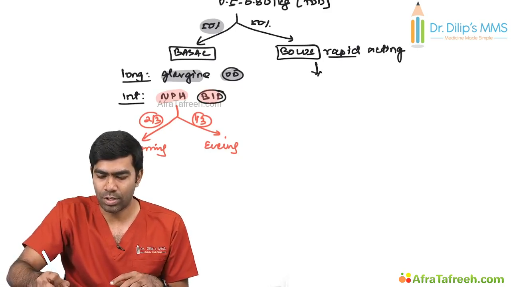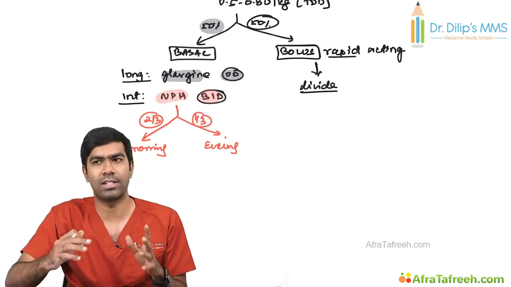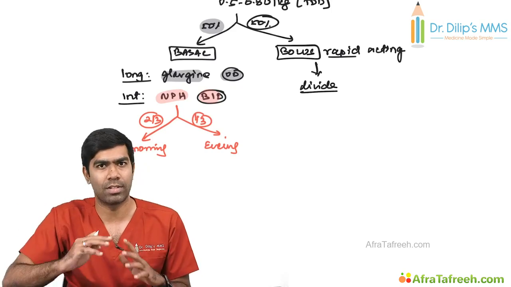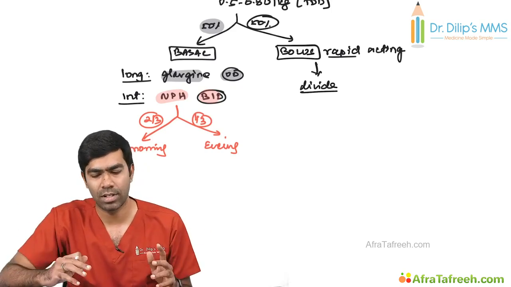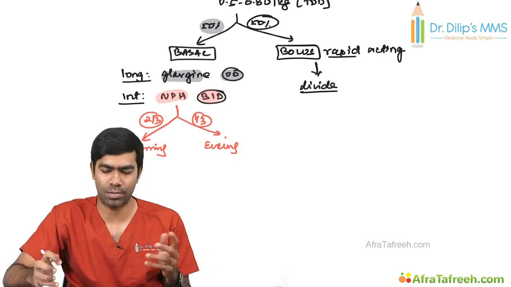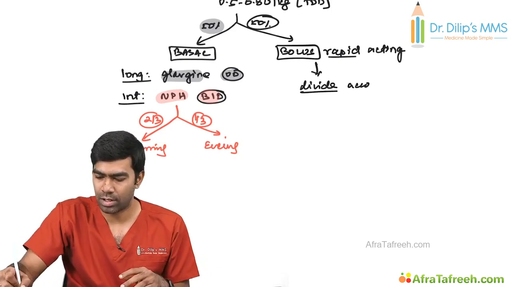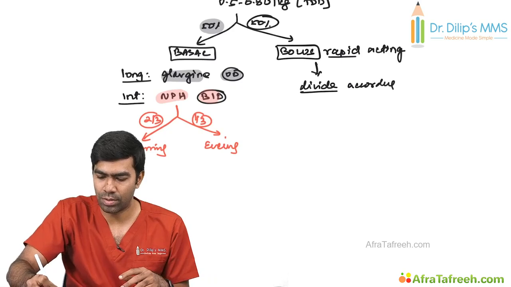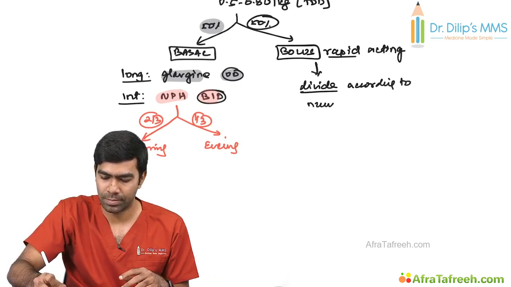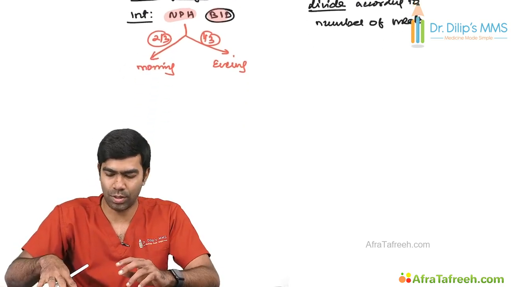So how much are you going to give? You are going to divide according to the meals. This 50%, if the child is taking 2 meals, divide into 2 times. If the child is taking 3 meals, divide into 3 times. If the child is taking 4 meals, divide into 4 times. So divide according to the number of meals. That's all. And let us see this as an example as usual.